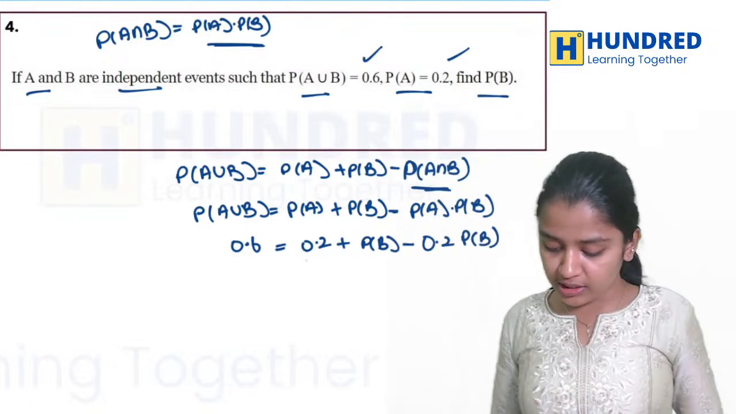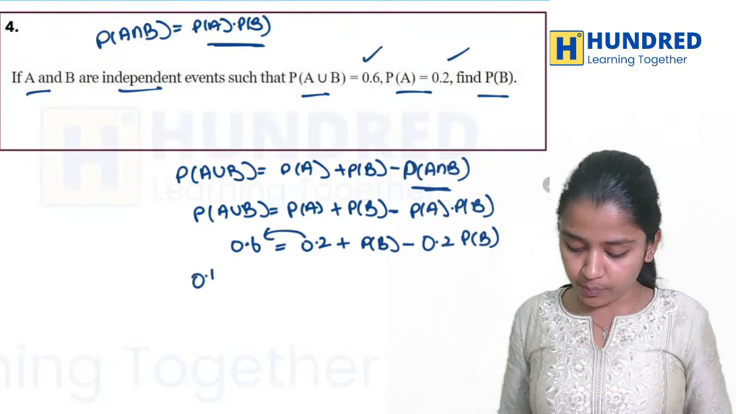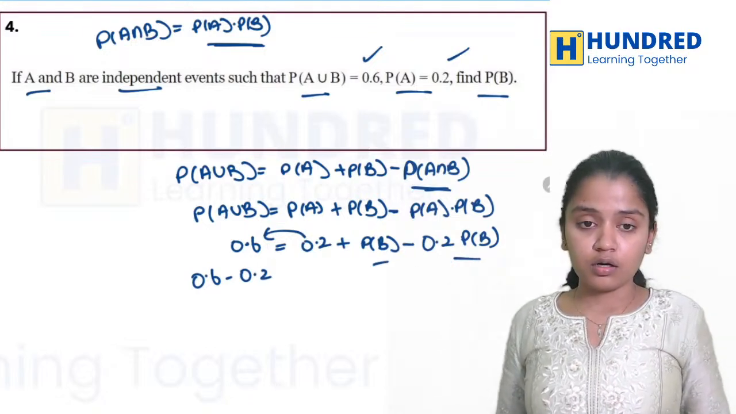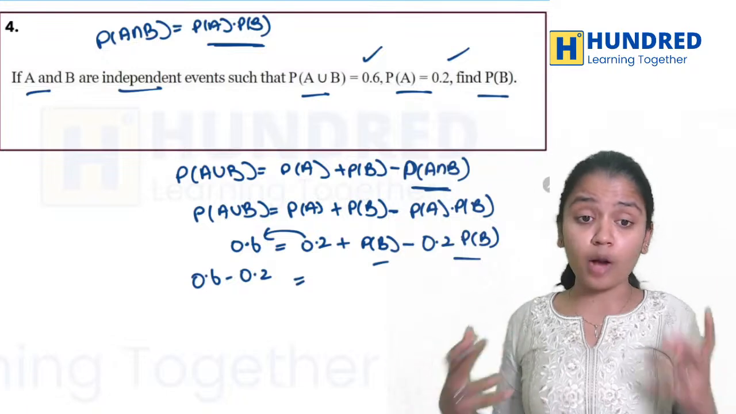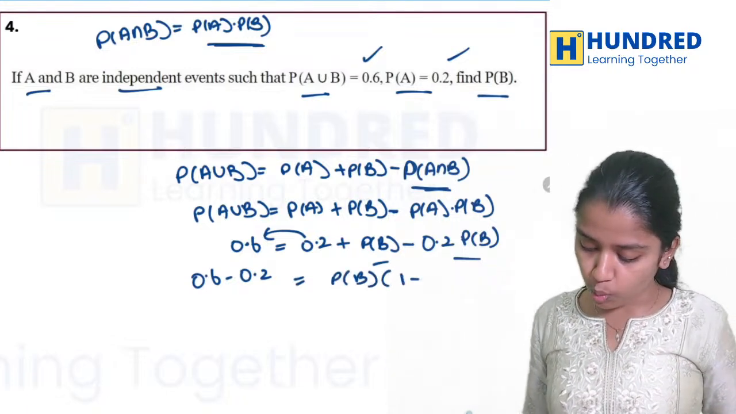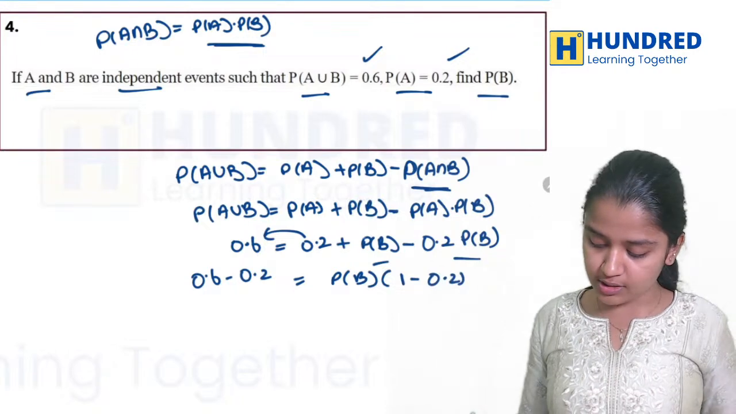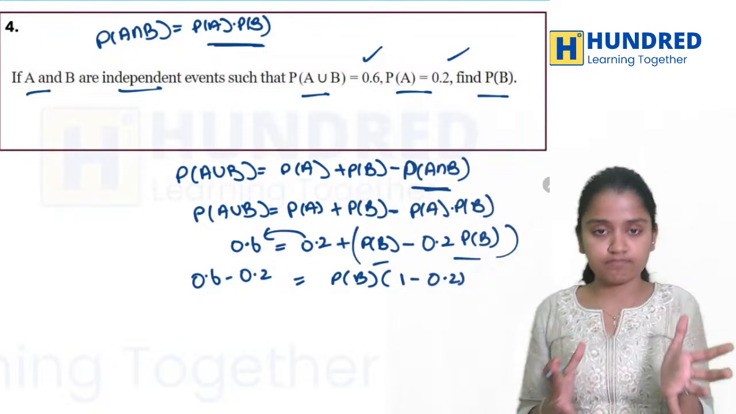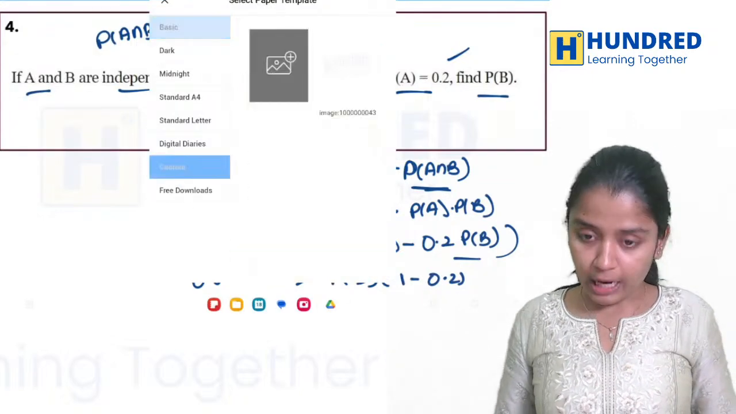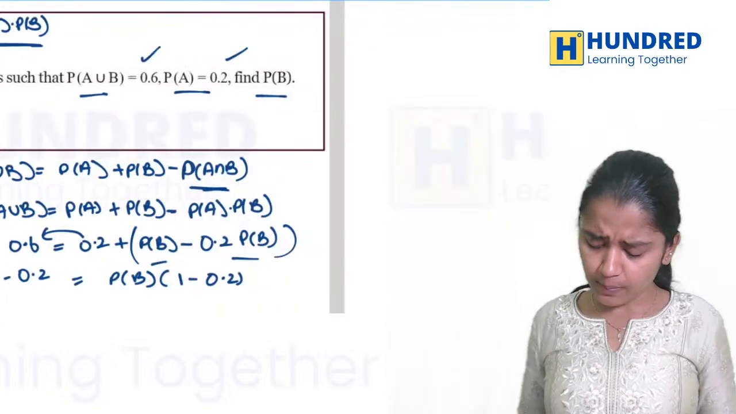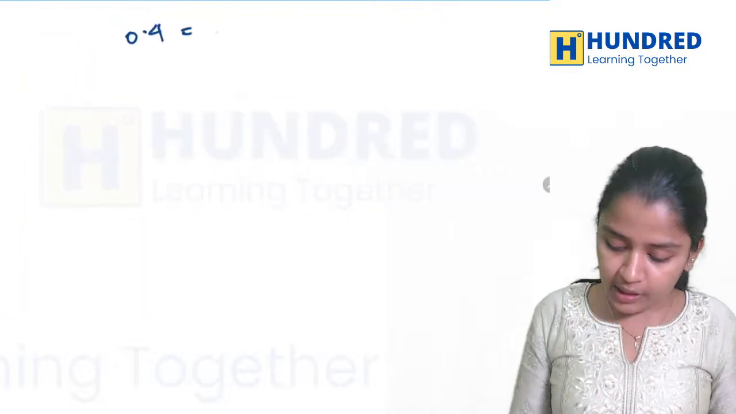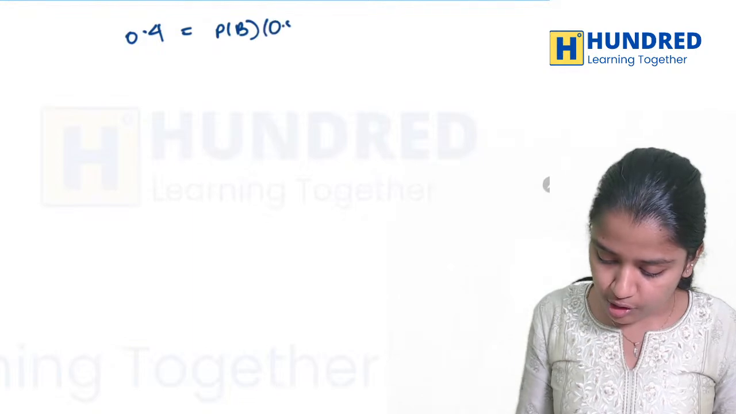So I'm taking this to the other side. So 0.6 minus 0.2. From this I'm taking the probability of B, so probability of B is nothing but 1 minus 0.2. So then what happens? After this, basically it is 0.4 is equal to P of B into 0.8.